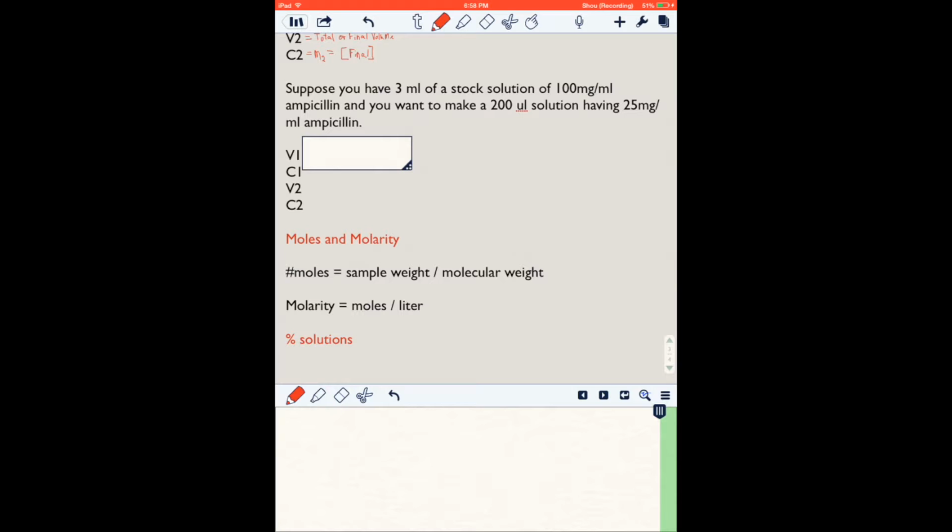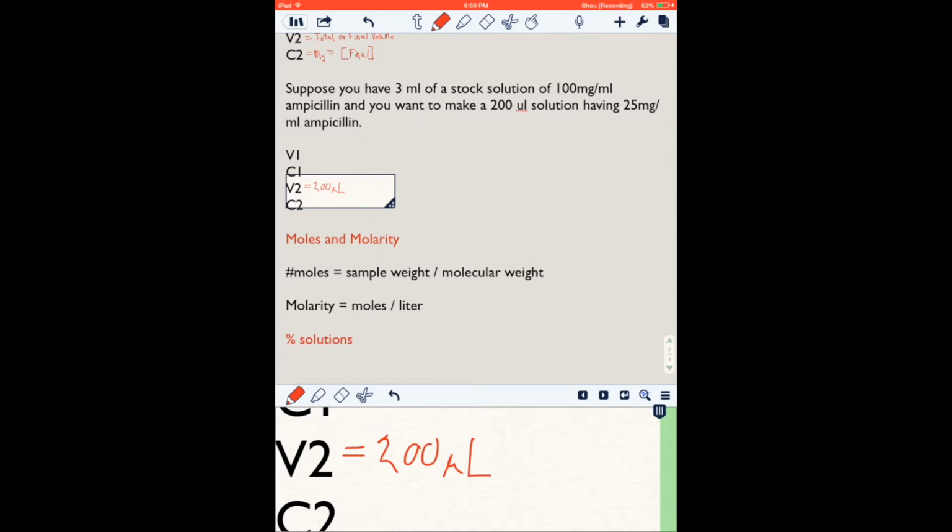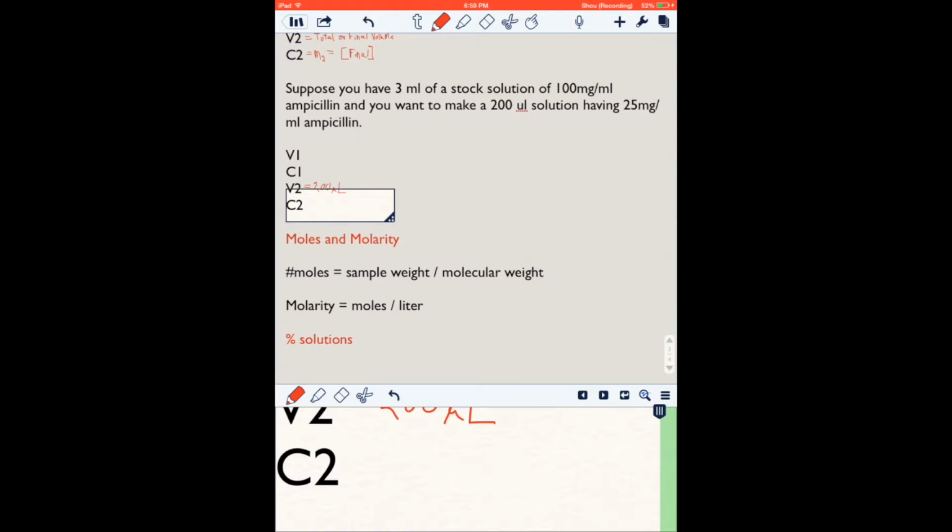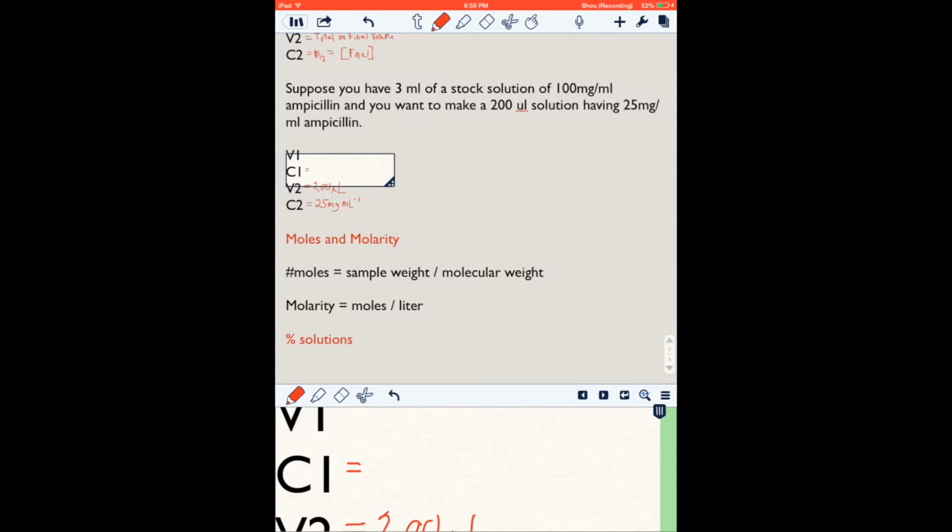So working out this example below, that says, suppose you have 3 mLs of a stock solution of 100 mg per mL ampicillin, and you'd like to prepare 200 microliters of a 25 mg per mL solution of ampicillin. So what you do is you basically just assign your variables and then do basic algebraic manipulation. So in this case, we have V1, C1, V2, and C2. So the question is, which variable do we need to find? We're probably better off starting at what we know for sure we have. We know that the final volume of your solution is going to be 200 microliters. So we would assign V2 to be 200 microliters. And we know that the final concentration is going to be 25 mg per mL. And we know that the initial concentration of the stock solution is 100 mg per mL.